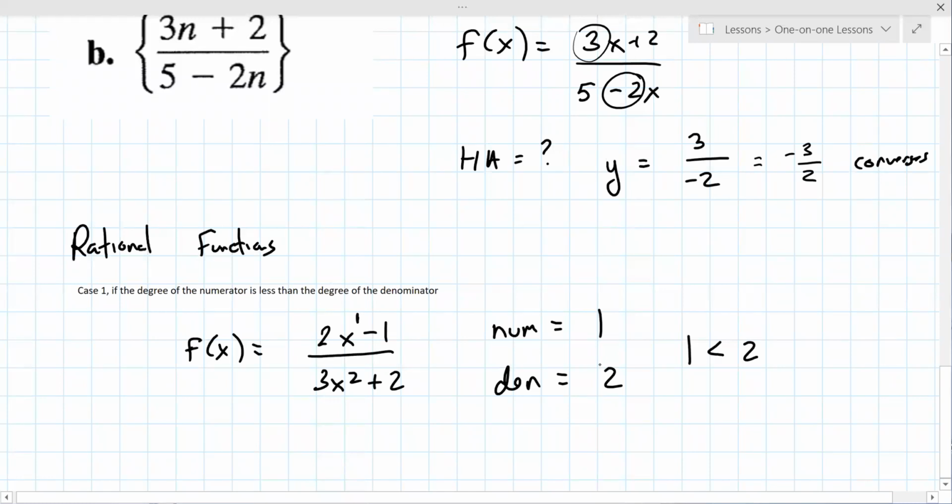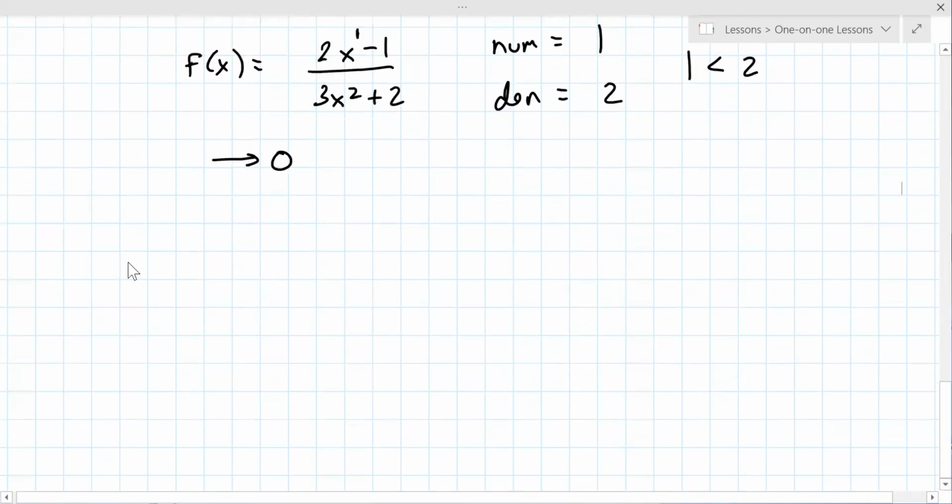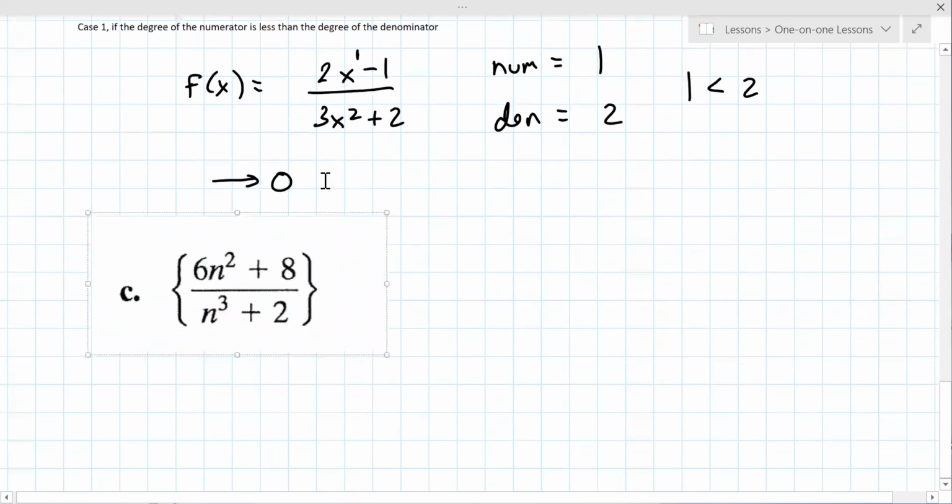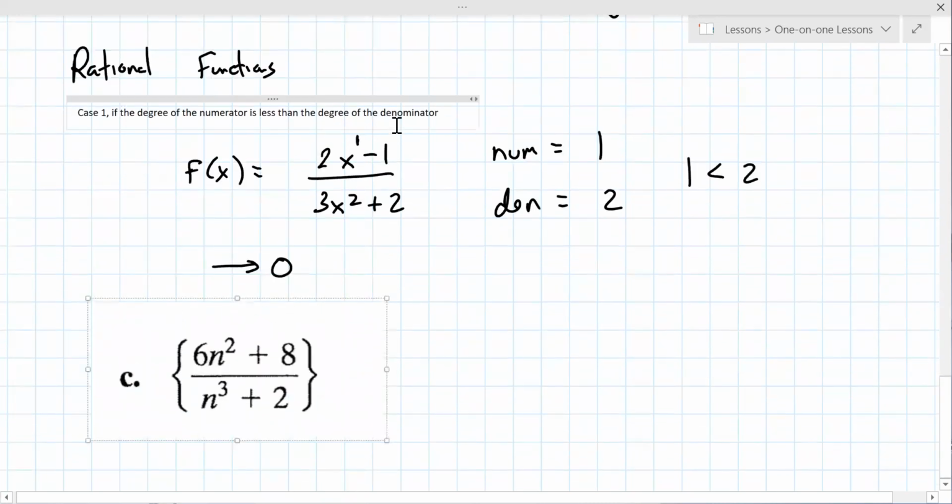So what does 1 less than 2 mean? It means that this thing approaches 0. An example of that is letter C, and then we're going to go back and do B, but there's kind of an order. Can you talk about the horizontal asymptote, how you found it? Well, what it approaches and the horizontal asymptote are the same thing. So the horizontal asymptote here is y equals 0.